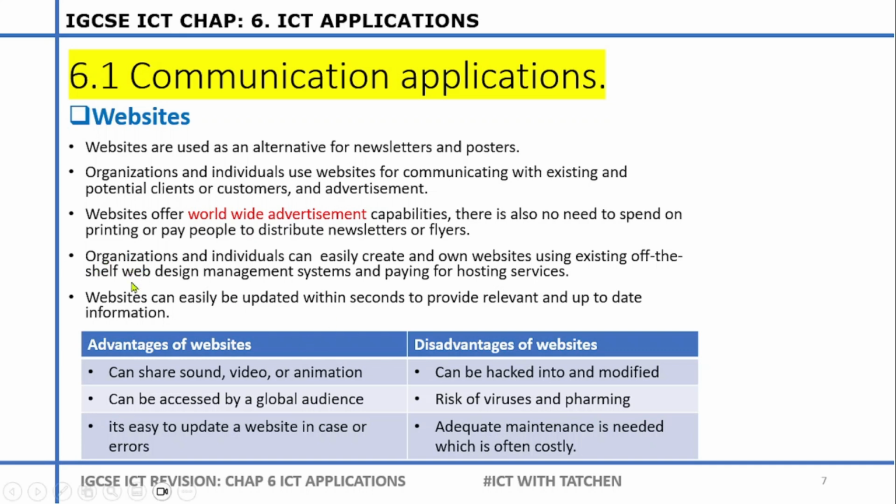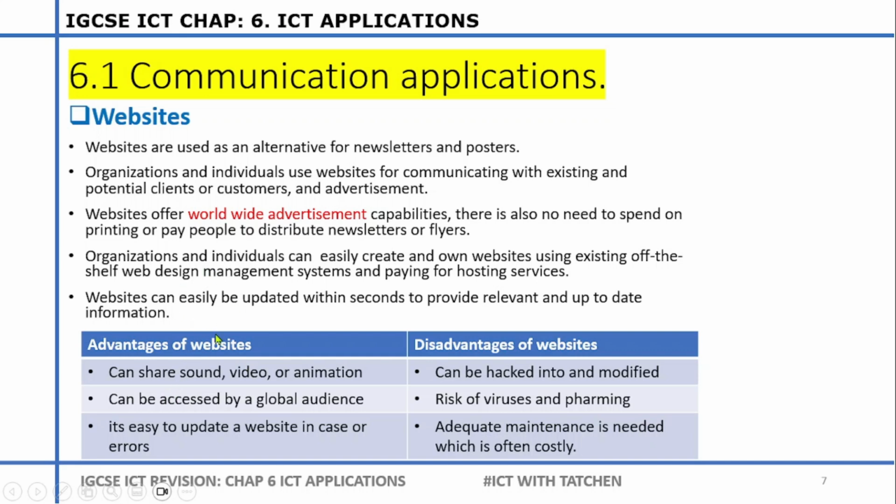Now, the next thing we need to look at is that websites can easily be updated within seconds to provide relevant and up-to-date information. You can compare a website and a newsletter which is printed out. This is a very good advantage. You can update a website when you want within seconds, but with the printed paper you need to reprint another one. That makes it a cost-ineffective method. So that's the thinking direction you should always take.